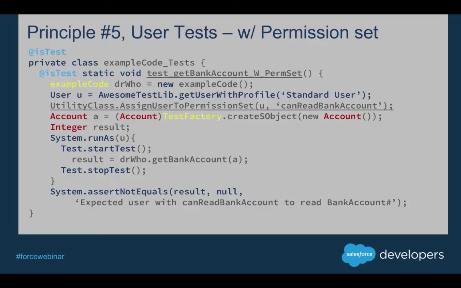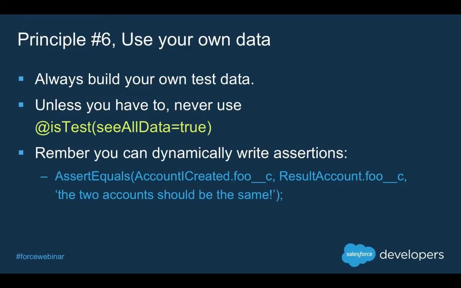So principle number 6 here is use your own data. If you've looked around in older code bases, you may have seen this yellow bit here, @isTest(SeeAllData=true).